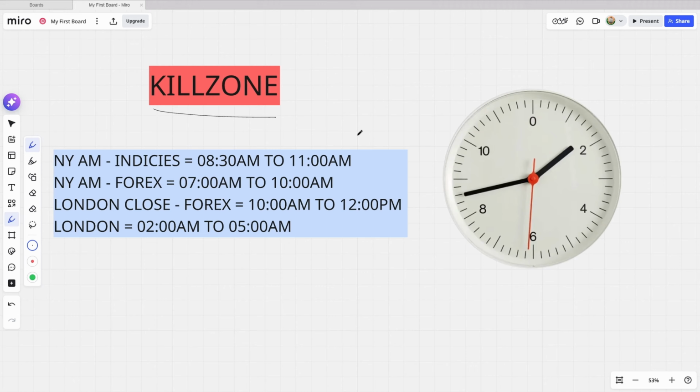However, for this specific model, we're not going to focus on all of them. We're going to narrow our attention down to London and the New York AM session. The reason is simple. London often sets the range and manipulates liquidity, and New York AM is where we typically see the real expansion and continuation. When you understand how those two sessions interact, you can structure your trades around them instead of randomly trading throughout the day. So for this framework, London and New York AM are the only sessions that matter.